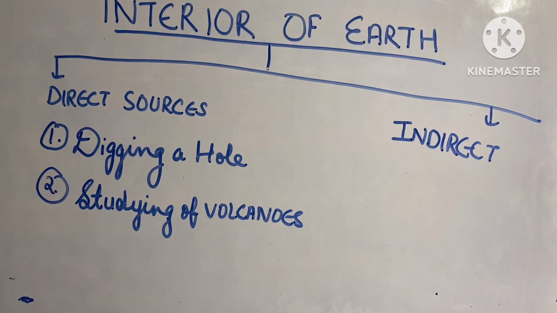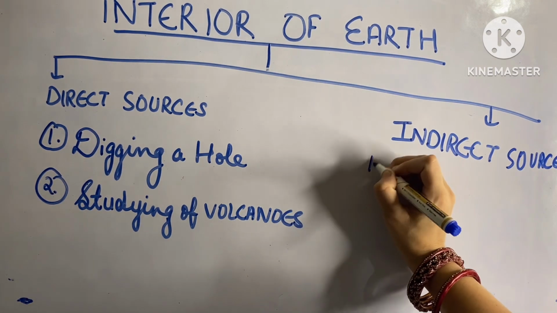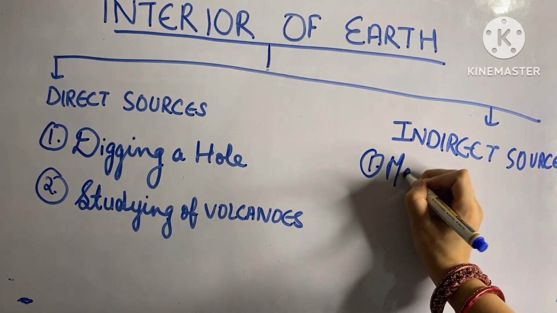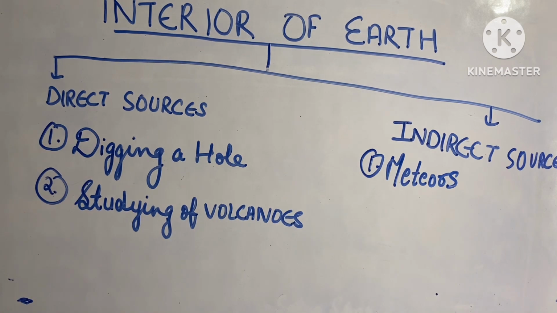Now we will talk about indirect sources. In indirect sources, there is meteors. So by studying the meteors, we can conclude that the inner part of the earth is made up of very dense material. This is because meteors enter the earth. When they enter the earth, their upper part is burned, exposing the core. So core might be made up of very hard material, that is why it couldn't be burned.